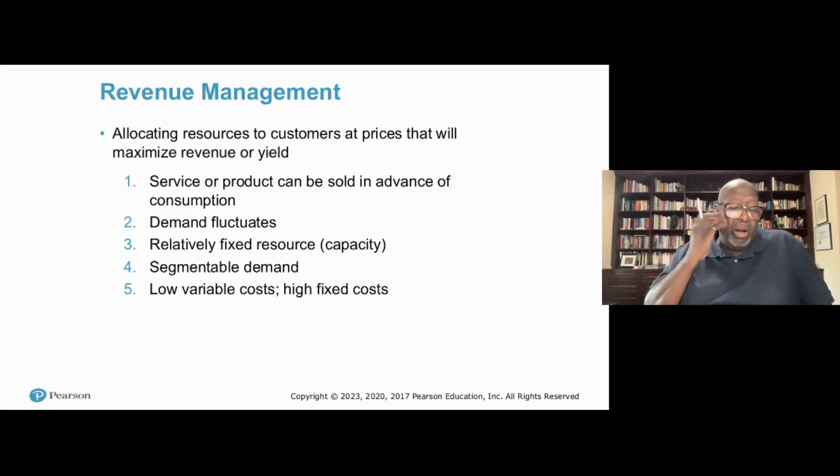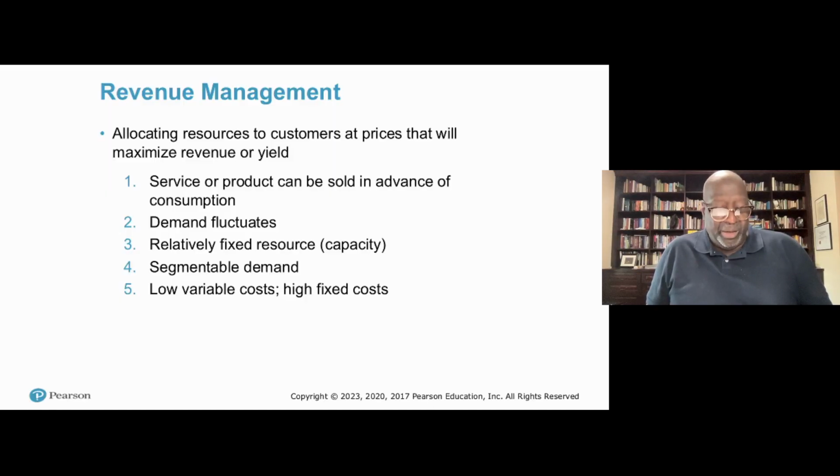All right. So revenue management, let's talk briefly about that. It's allocating resources to customers at prices that will maximize revenue or the yield. Service or product can be sold in advance of consumption, so like an airline seat. You buy your plane fare, your train fare, or you rent a car, although car rental companies allow you to cancel. If you don't show, there's no cost, because there's just so much competition. But service or product can be sold in advance.